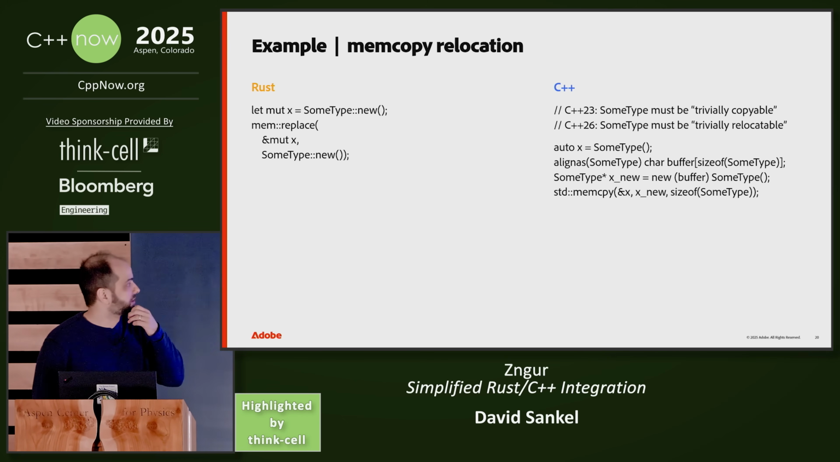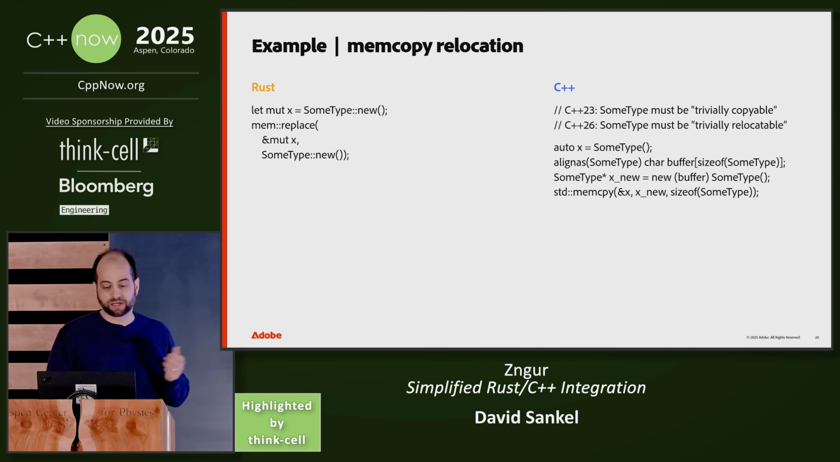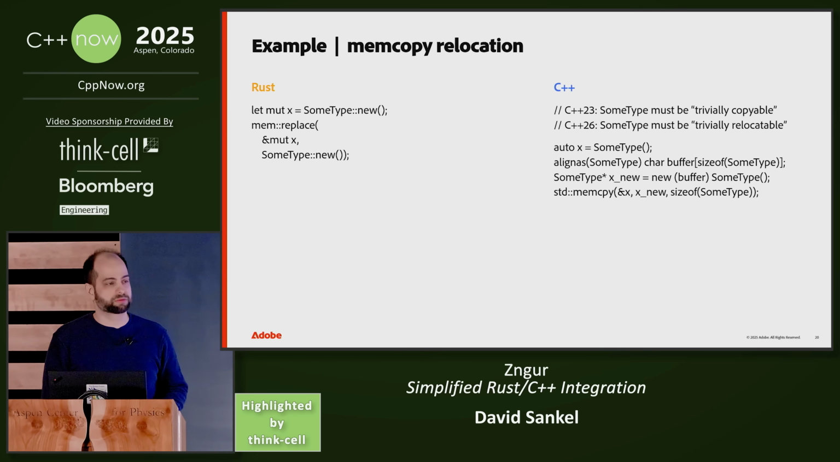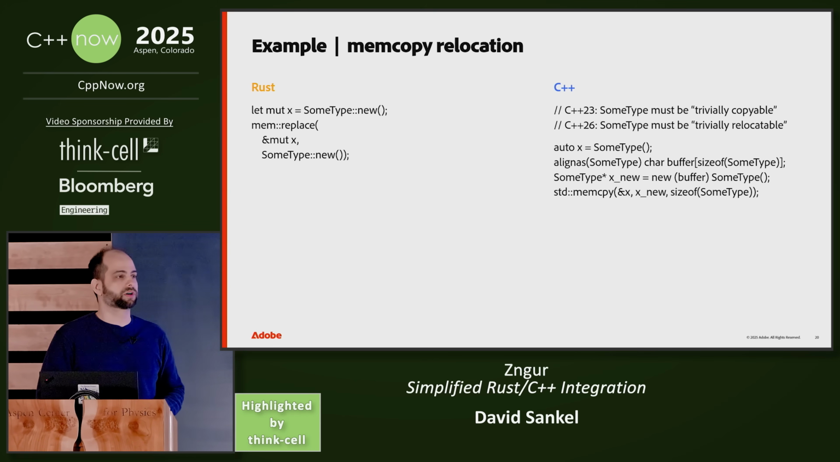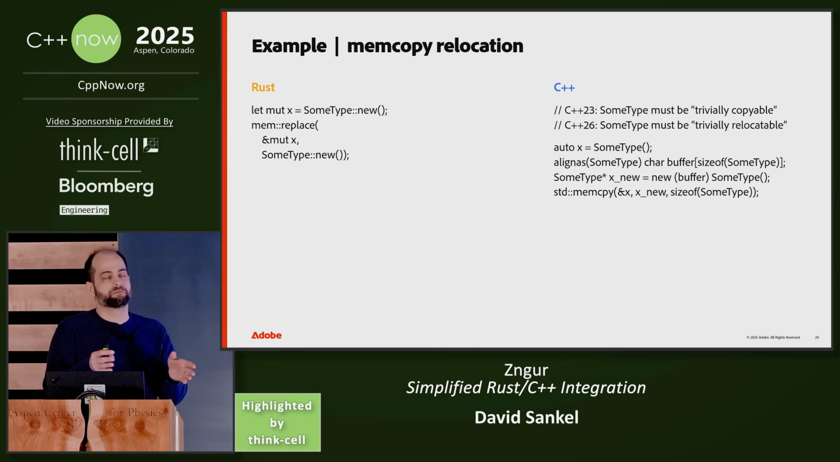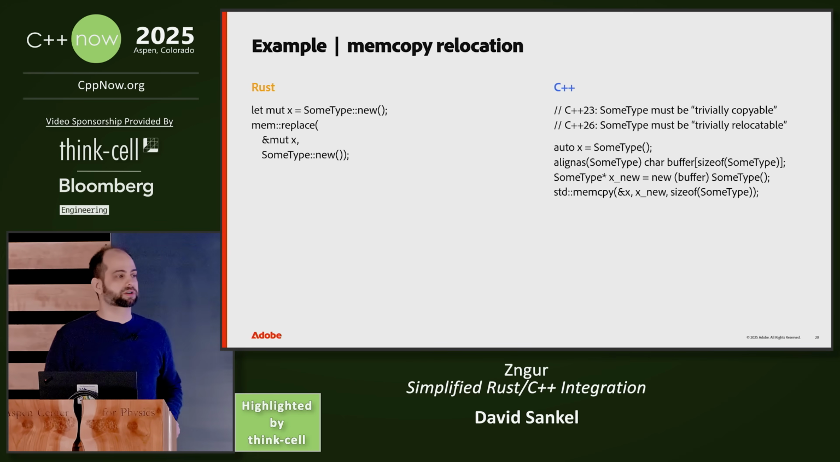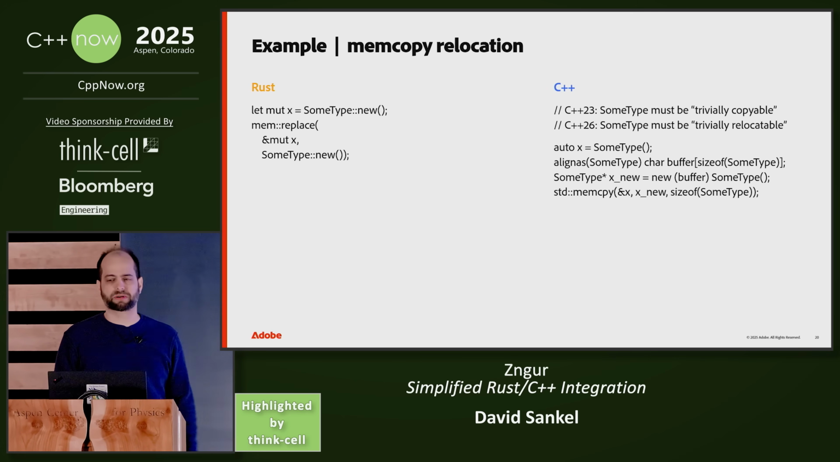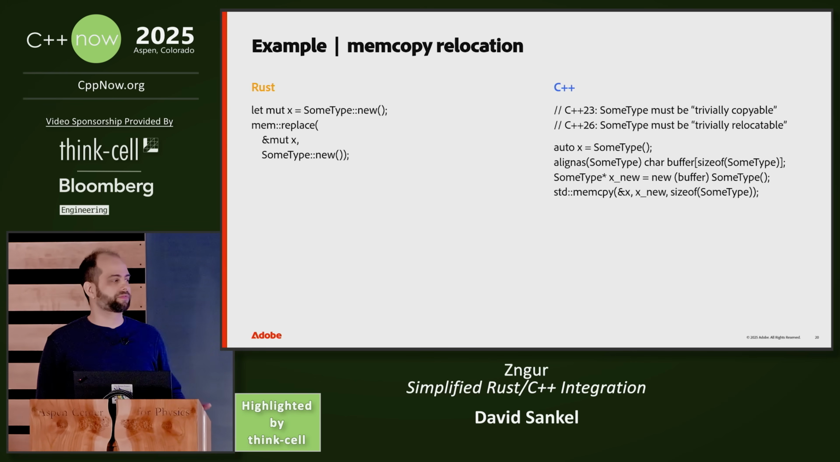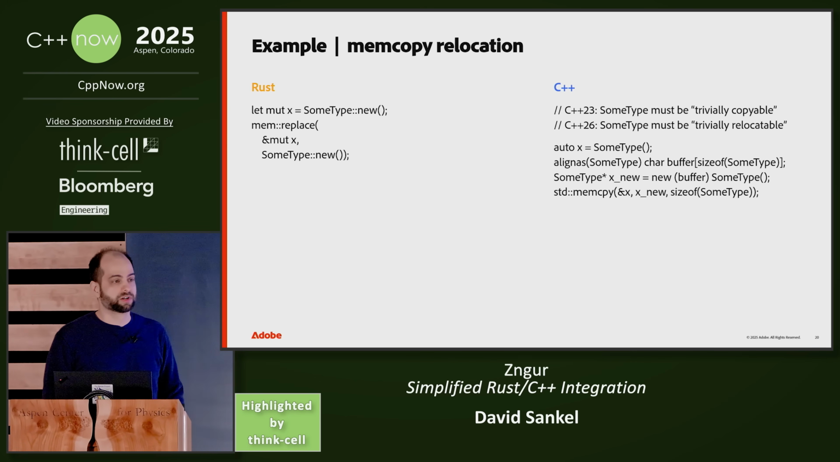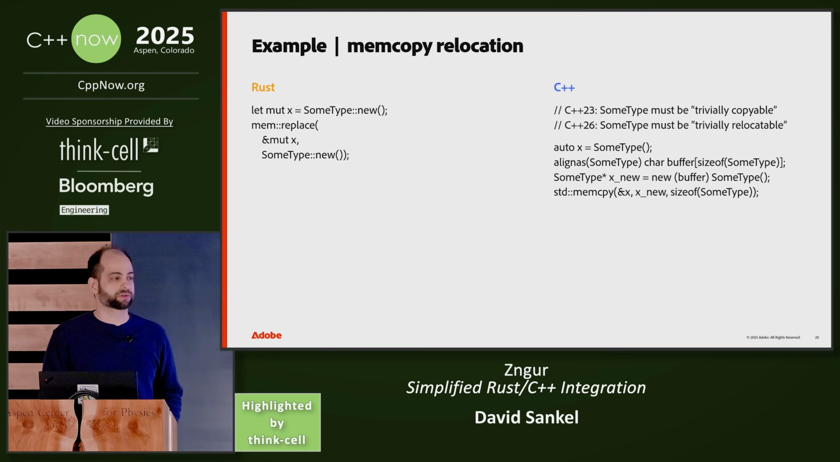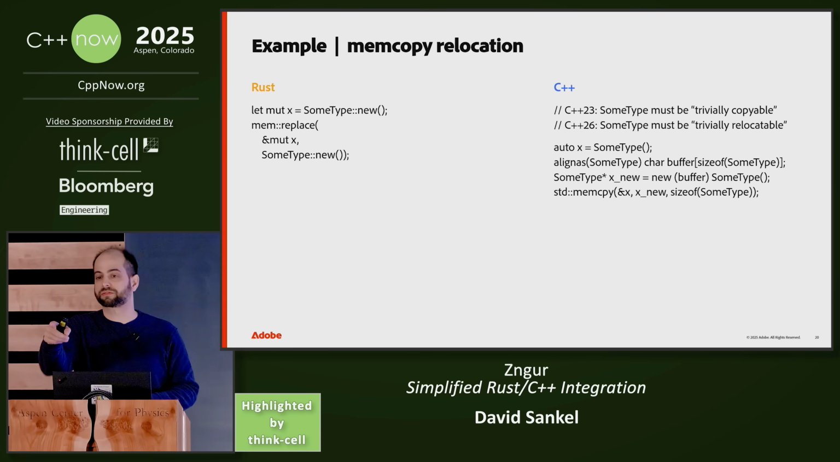Well, it turns out you can. In C++23, the type has to be trivially copyable. There aren't that many types that are trivially copyable, but trivially copyable means that you can memcpy that object to move it around to different locations. In C++26, I'm not sure if it's gotten plenary or not yet, but anticipated for C++26, we have the idea of trivially relocatable, which directly expresses that we want to be able to move objects with memory.